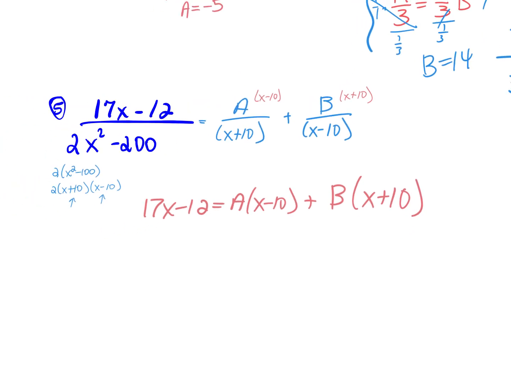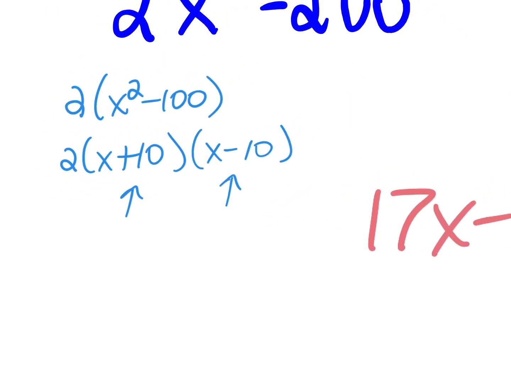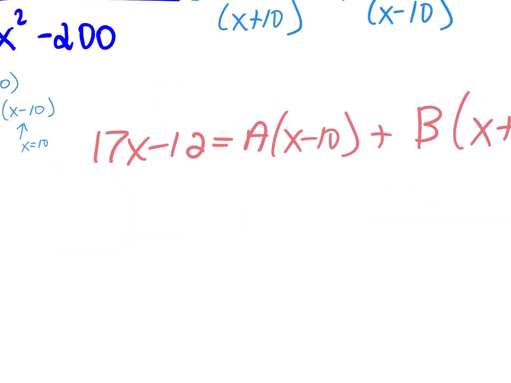All right, so where do I get values to plug in for x? Set your denominator equal to 0. So 2 equals 0? No. X equals negative 10 and x equals positive 10, right? Yep. Okay. So let's solve this twice with x equals positive 10.